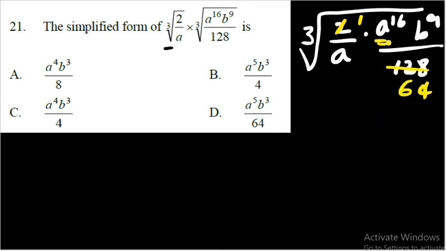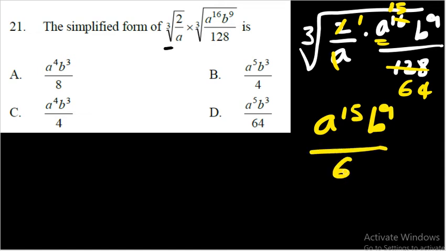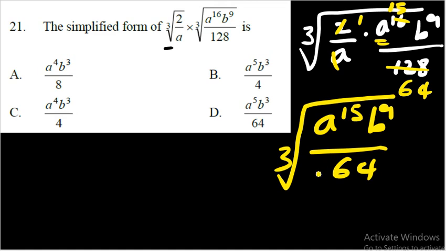Here a to the power of 16 means 16 a's are there. So if I cancel one of the a's, that are diagonal here, this is going to be 15. The exponent will be 15. So what's left now? a to the power of 15, b to the power of 9, the whole over 64 left in the cube root. Cube root means the power of 1 over 3.